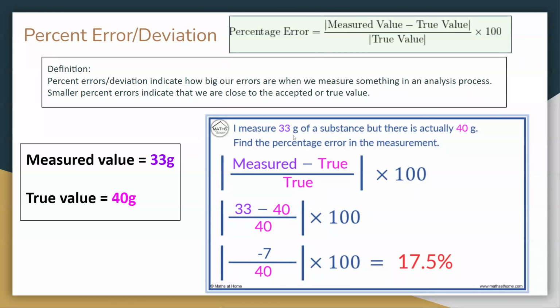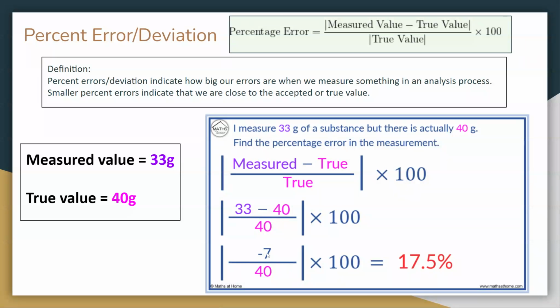So, for instance, you measure 33 grams of a substance in a lab, but there's actually 40 grams of that substance. And you want to find out how much error or what percent error was in your measurement. To do that, you do measured value minus true value divided by true value multiplied by 100. And whatever number you get here, just make it into a positive number. So my measured value, the value I measured, is 33 grams. I'm going to subtract that by the true value, the number that I should have gotten, which is 40. I'm going to divide all that by the true value again, which is 40, and multiply that by 100.